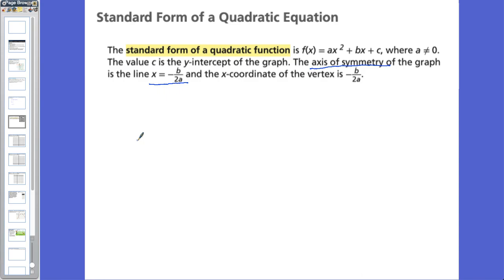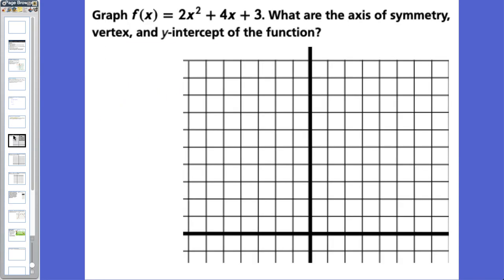It takes a couple of steps. They're not hard steps. They're just steps. And we're going to do those steps right now and graph some equations that are given to us in standard form.